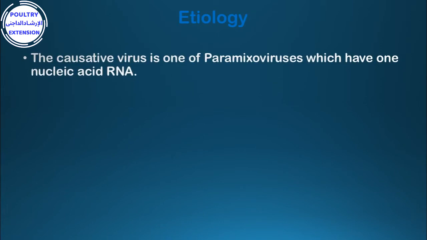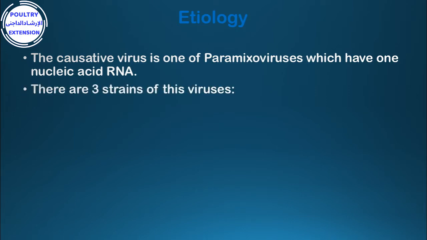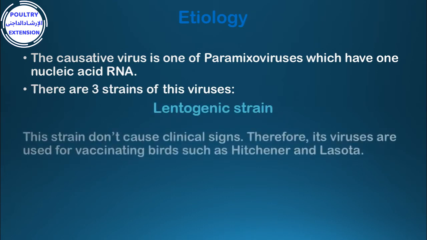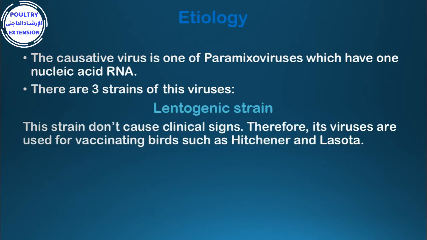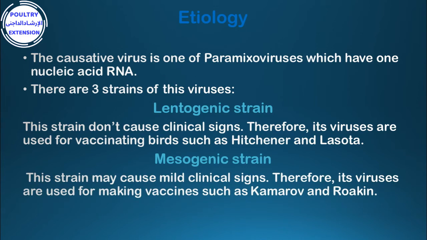Etiology. The causative virus is one of the paramyxoviruses, which have one nucleic acid, RNA. There are three strains of these viruses. Lentogenic strain. This strain doesn't cause clinical signs. Therefore, its viruses are used for vaccinating birds, such as Hitchner and Lasota. Mesogenic strain. This strain may cause mild clinical signs. Therefore, its viruses are used for making vaccines such as Kamarov and Roakin.